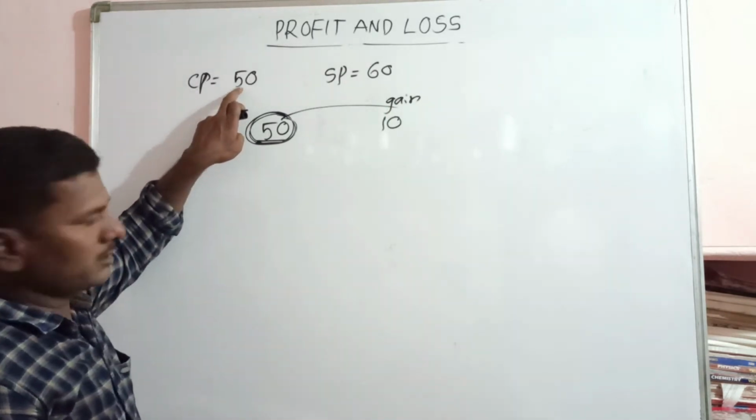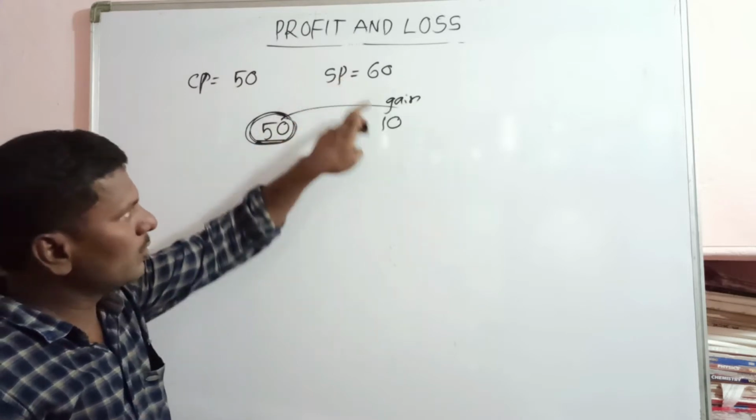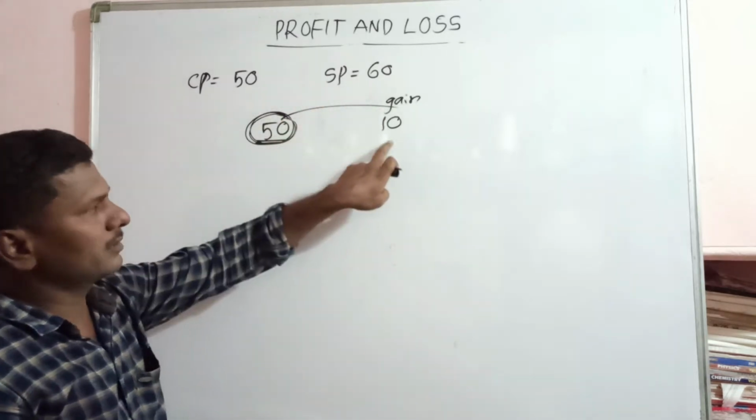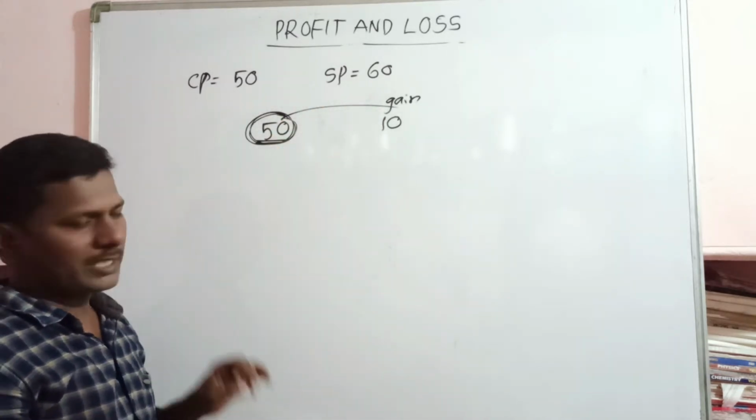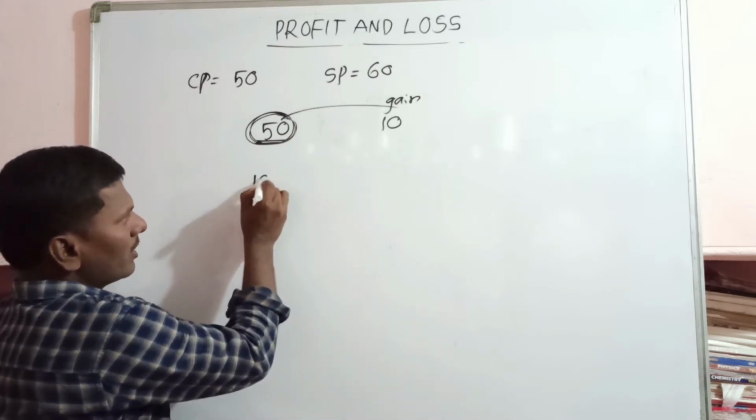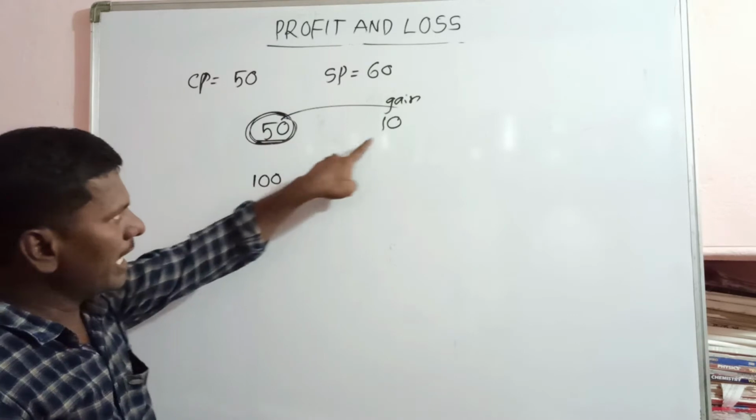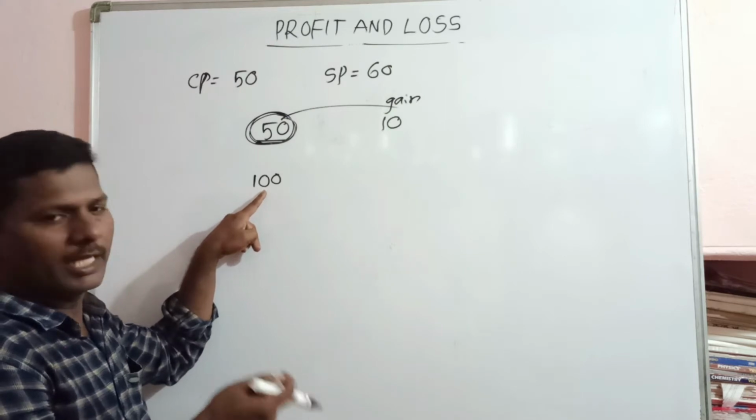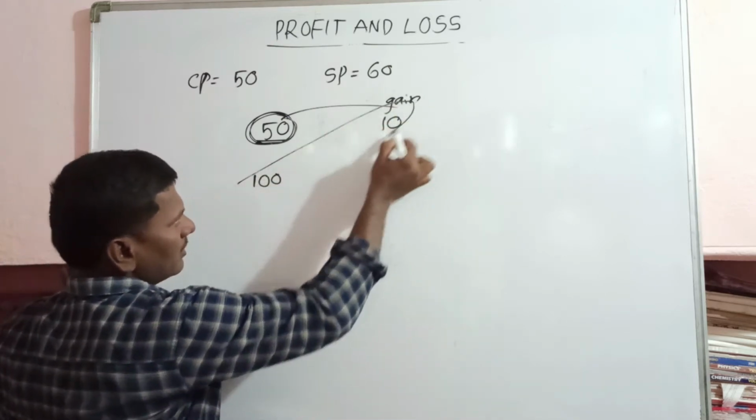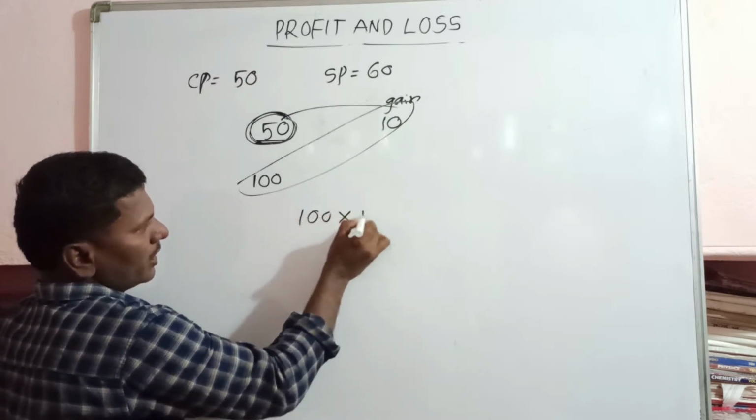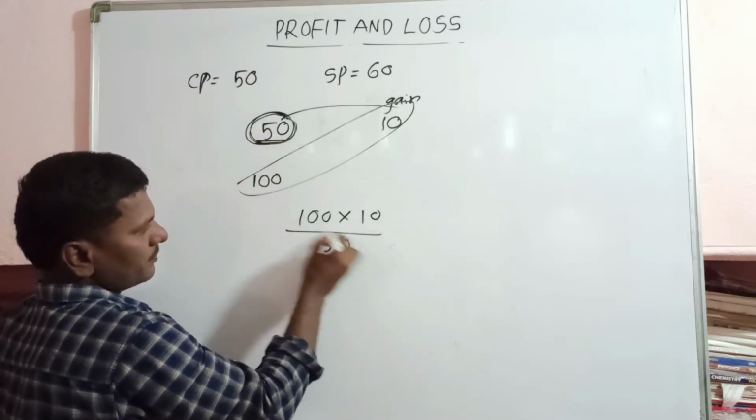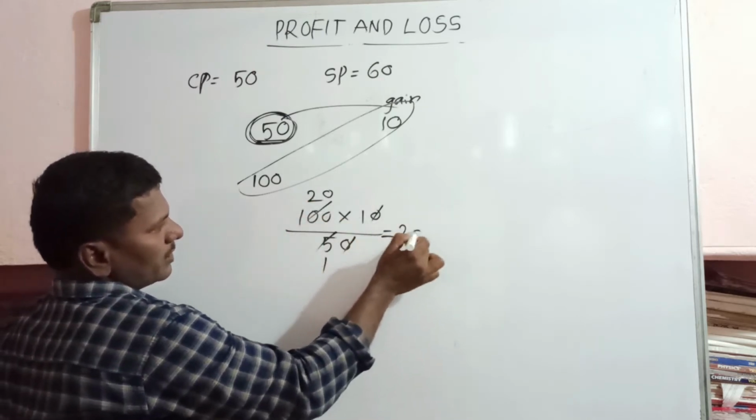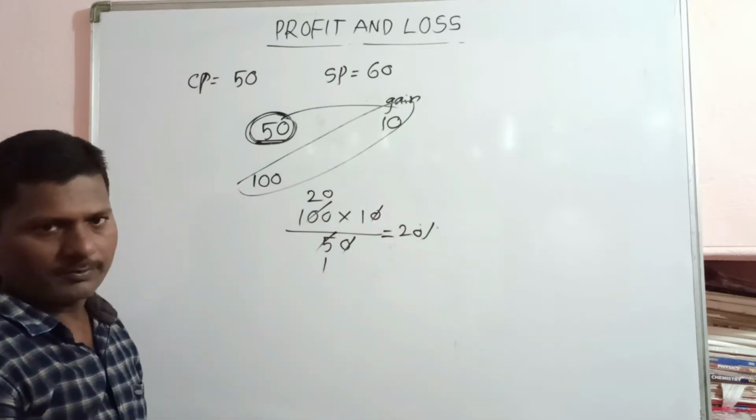That article is bought for 50 rupees and sold for 60 rupees. That means gain is 10 rupees. 60 minus 50, that is 10 rupees. To find out percentage of gain, here we have to write 100. For 50 I am getting 10 rupees gain. For 100 how much gain I get? So for this, take these diagonal elements, 100 into 10 by 50. 0 0 gets cancelled, 5 1 is 5, 5 twos are 10, so 20%. This is one concept.